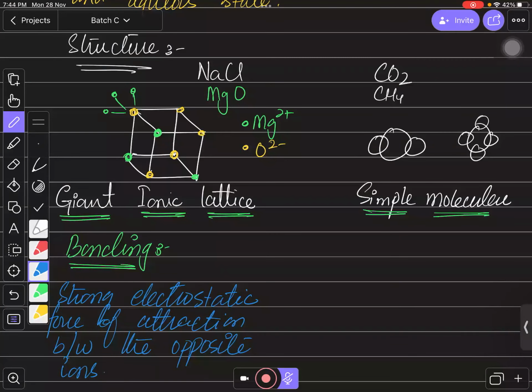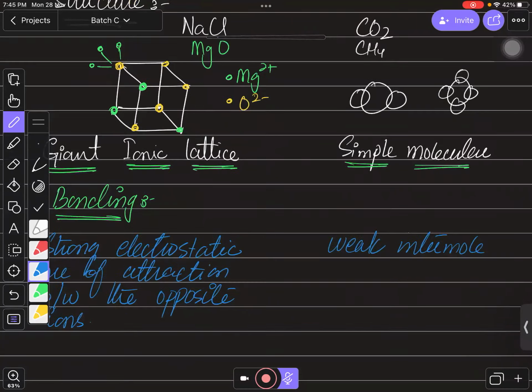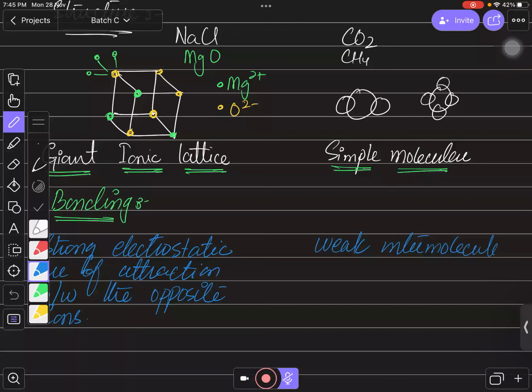And if you talk about the simple molecular structure, covalent bonding, you can say that there will be weak intermolecular forces. What will be there? Weak intermolecular forces, and this time they will be between the molecules. So you can say weak intermolecular forces between the molecules. Now you are not allowed to write ions over here. You can write molecules because it is all about covalent compounds. Weak intermolecular forces between the molecules.